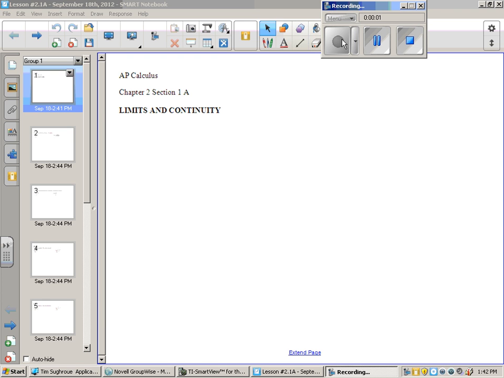Okay, today we're going to talk about beginning Chapter 2, which is on limits and continuity. We'll get into a little bit more of continuity later on, but to understand what a limit is, you have to talk about continuity a little bit as we go. There will be a separate section on continuity coming up. Section 1A, though, is on limits and continuity.